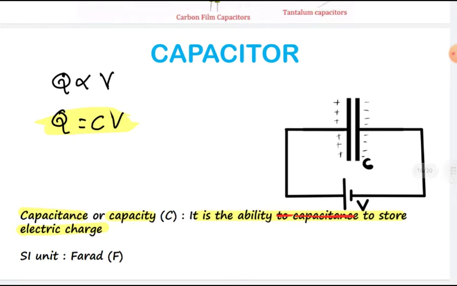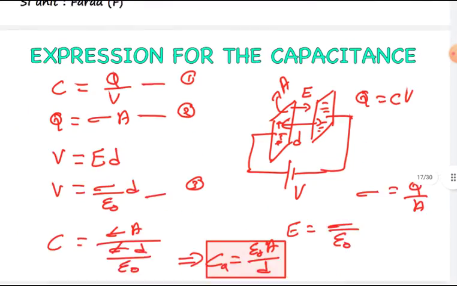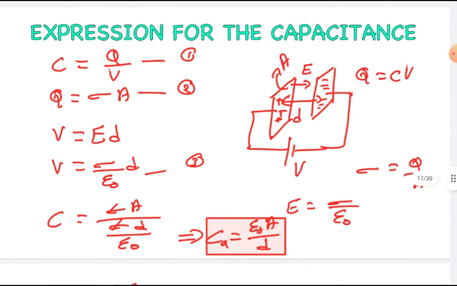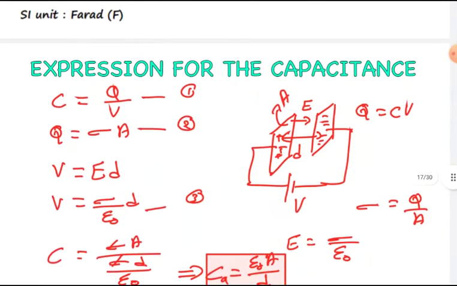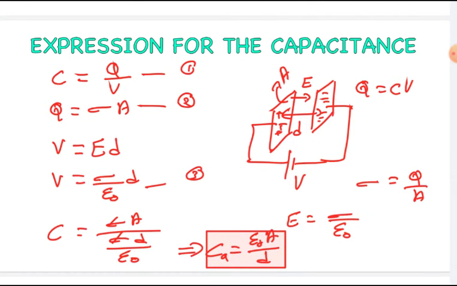For a capacitor, Q is equal to CV. C is a constant called capacitance. Okay, Q is equal to CV. The ability to store electric charge is called capacitance, and the SI unit is Farad. Very important. So the expression for capacitance: Q is equal to CV, so C is equal to Q by V.